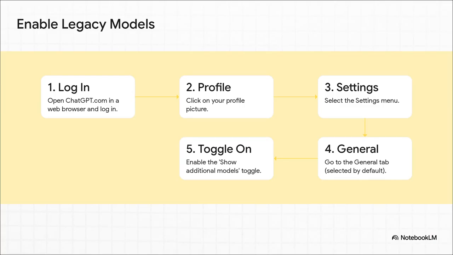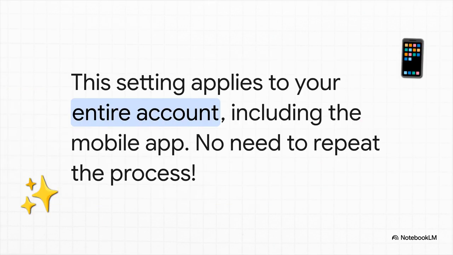Okay, here's all you gotta do. Open up ChatGPT in your web browser. This has to be on the web, not the app. Click on your profile picture, go into your settings, and then right there on the main General tab, you'll see a little toggle that says Show Additional Models. Just flip that switch on. And that's it. Seriously. The best part is, this one little change syncs across your entire account. So the next time you fire up the mobile app on your phone, boom, all your old favorite models will be right there in the dropdown waiting for you. You only have to do this once.